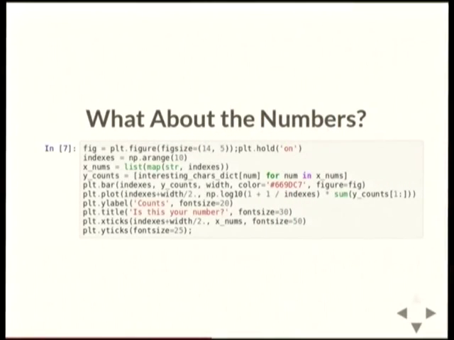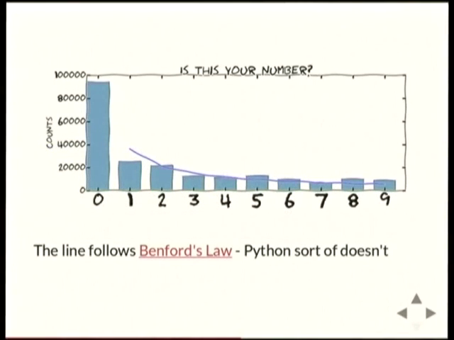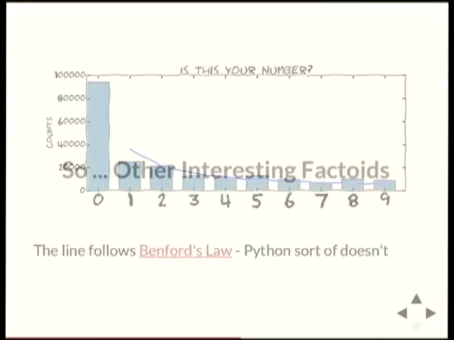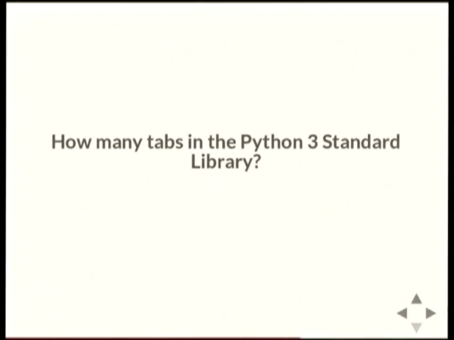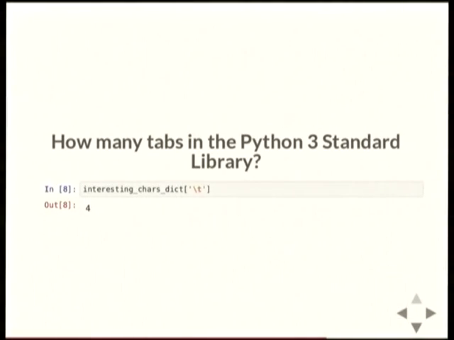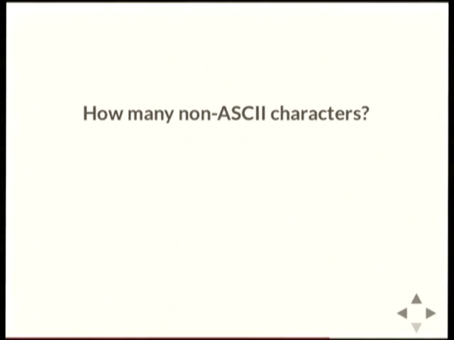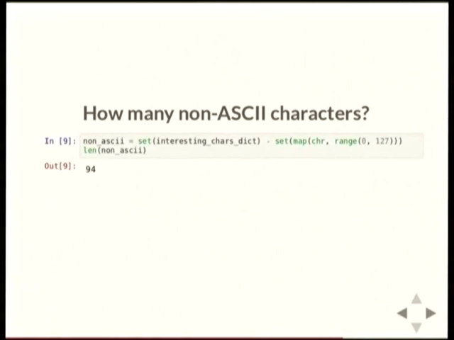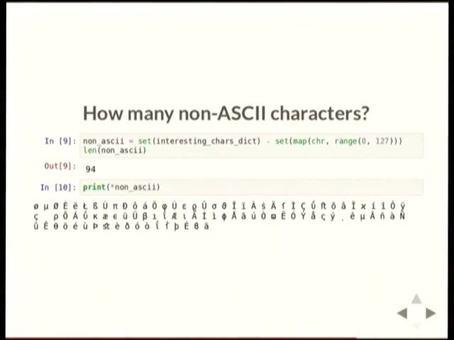So other interesting things. What about numbers? Well, we use a lot of zeros, which I guess is all right, because zero index, yay. Python really doesn't follow the law of what numbers should be, but it looks kind of interesting, right? Other interesting factoids. How many tabs are in Python 3? Any guesses? Zero? No. 4. And just for the curious, there are 94 different non-ASCII characters. Thank goodness we have UTF-8, right? So here they are in lovely printed form.